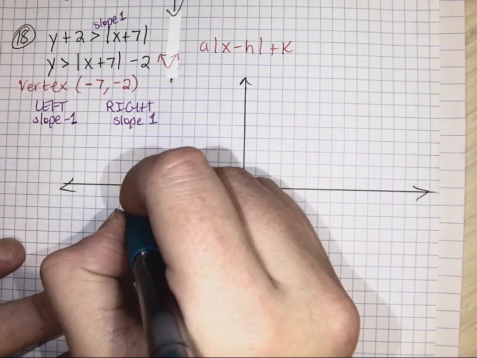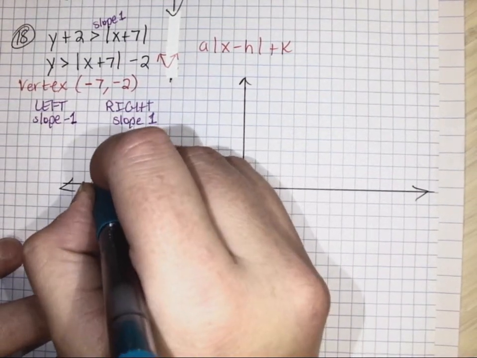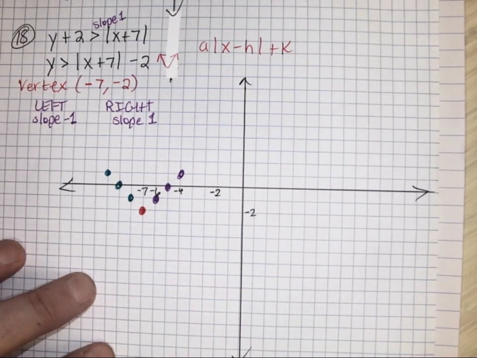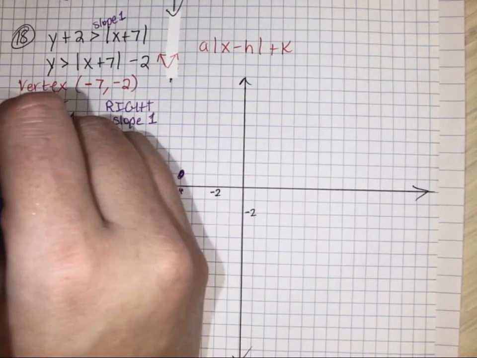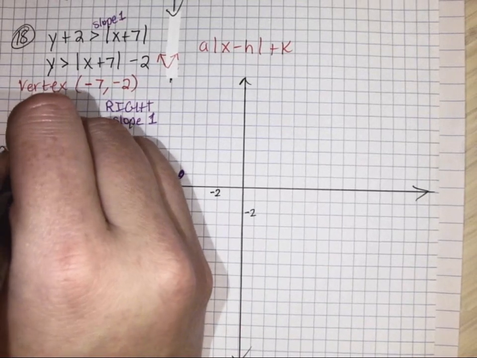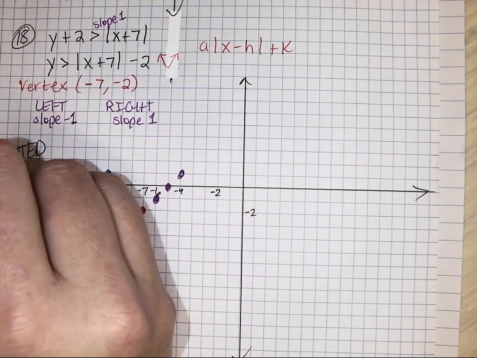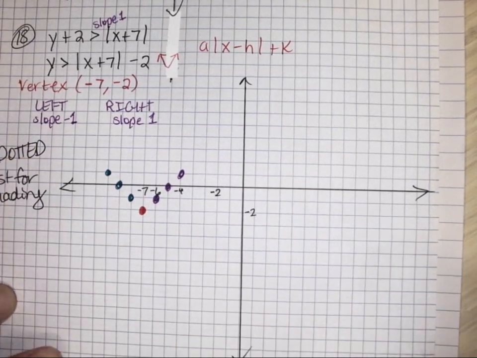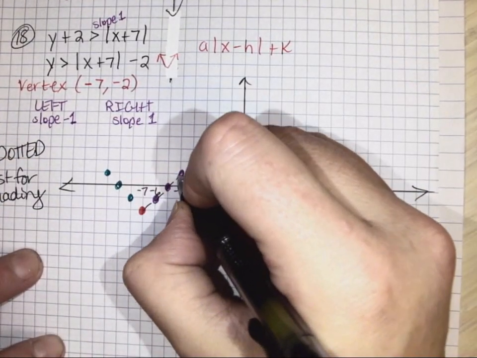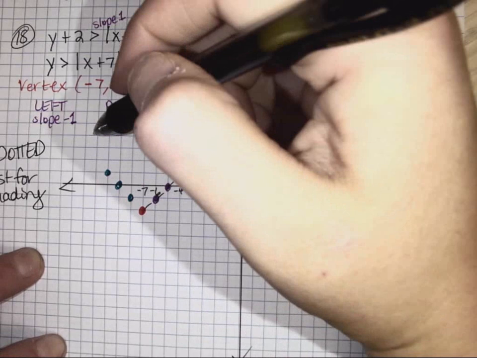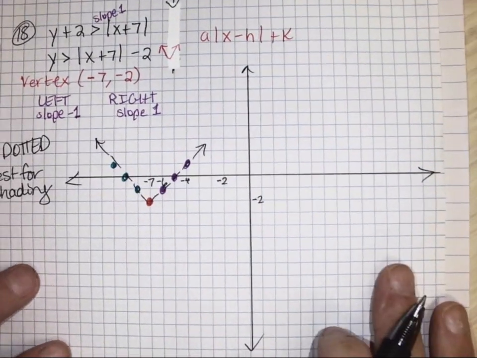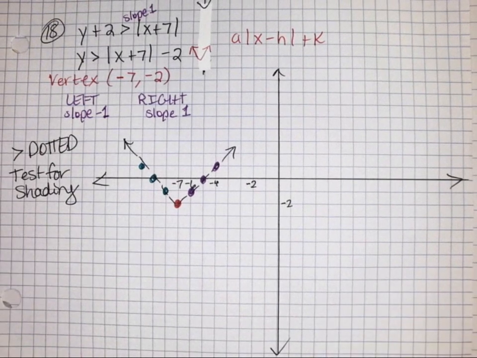Use your slope to the left to do the same. Negative. So you see that? This is greater than, so it should be dotted, and we have to test for shading. So I know it should be dotted. Dotted and test for shading.